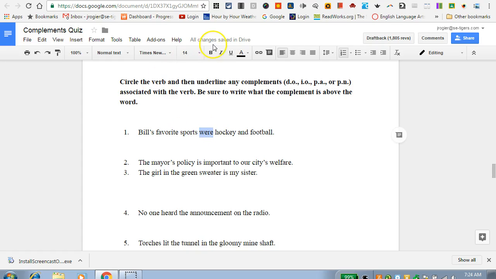Bill's favorite sports were hockey and basketball. Were is your verb. It's a linking verb, so you're looking at predicate adjective and predicate nominative. Hockey and football are predicate nominatives.